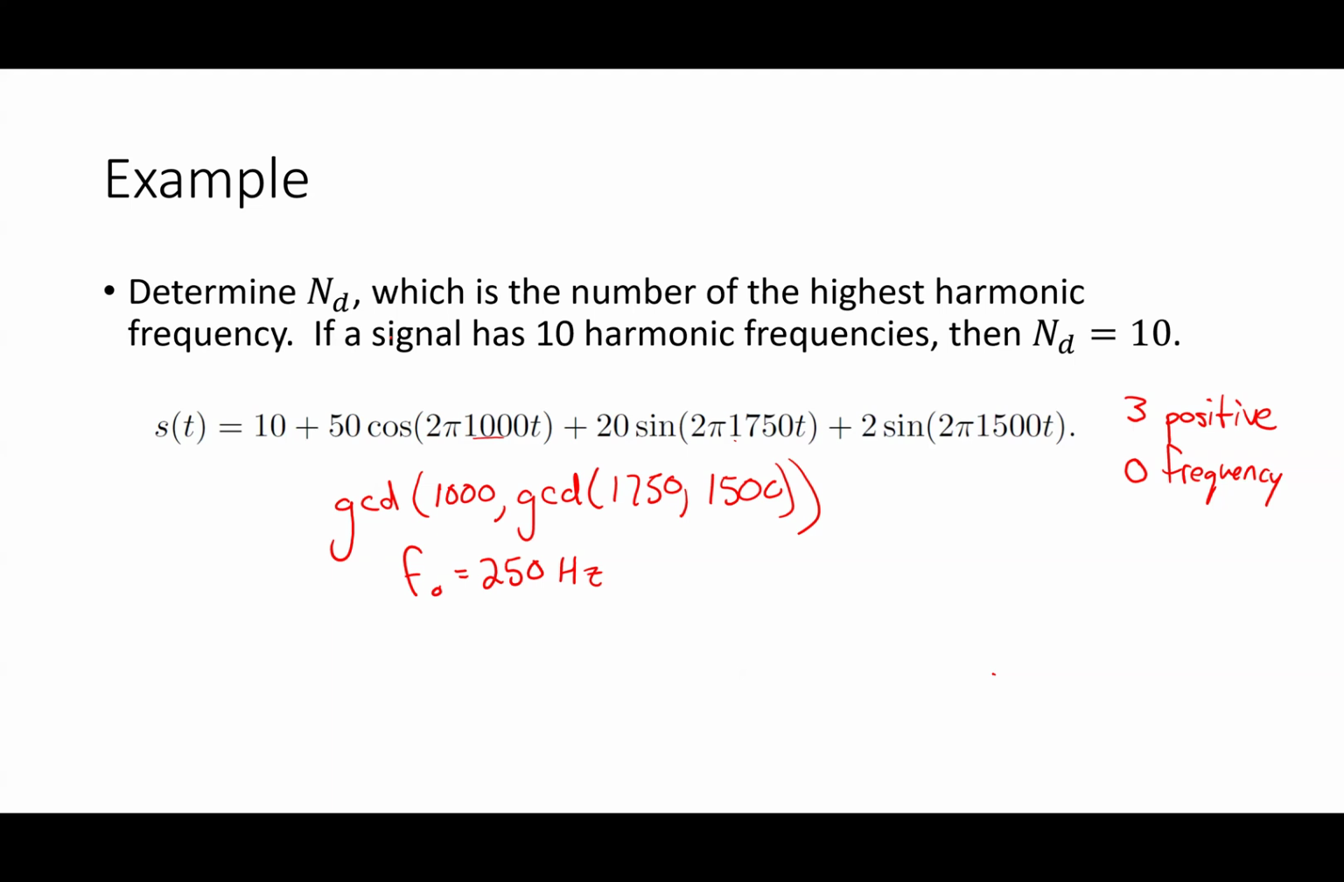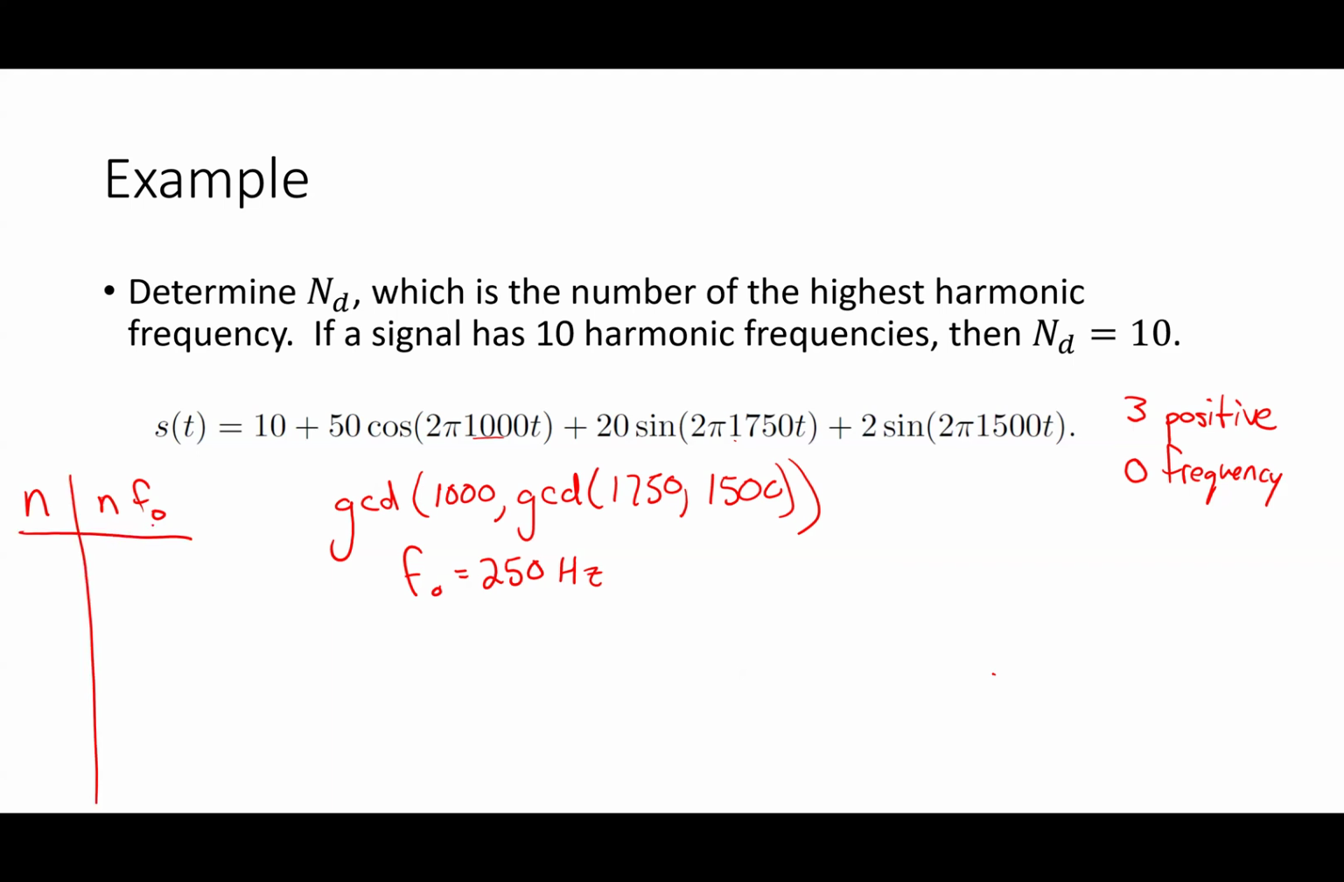If I think about this, 2 pi 1000 t, 2 pi 1750 t, 2 pi 1500 t. The fundamental frequency we found was 250. So the question we worked through last time is, what harmonics are here? The way I do this is I go through for n and then n f naught, and figure out whether we have them or not.